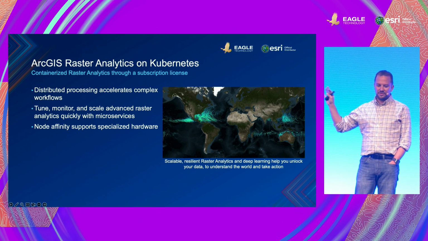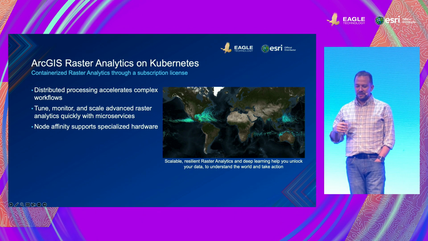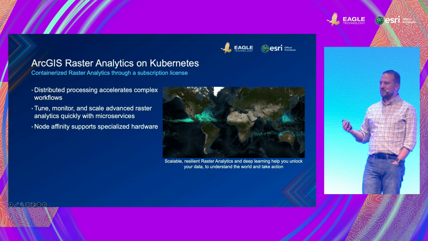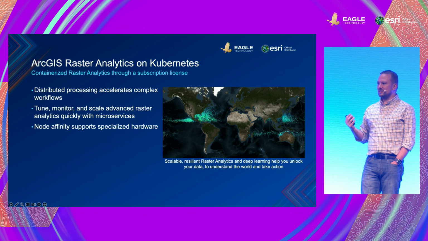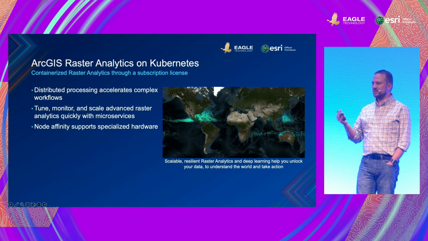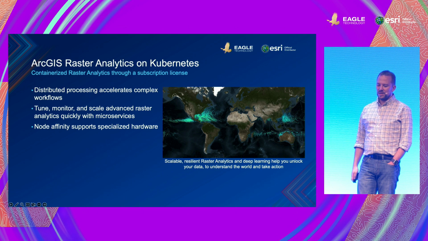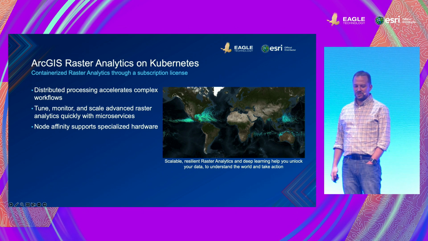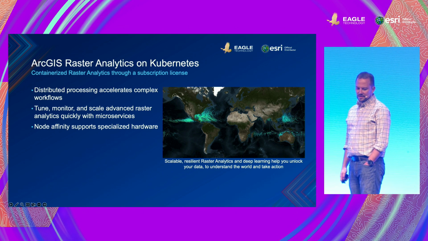With the introduction of raster analytics on Kubernetes, we finally have the kind of environment where it becomes much easier. You basically just tell the system, please spin up all these things, and it does it for you under the hood. And once it's done, it spins it back down. So you really can make use of that orchestration capability of Kubernetes itself.